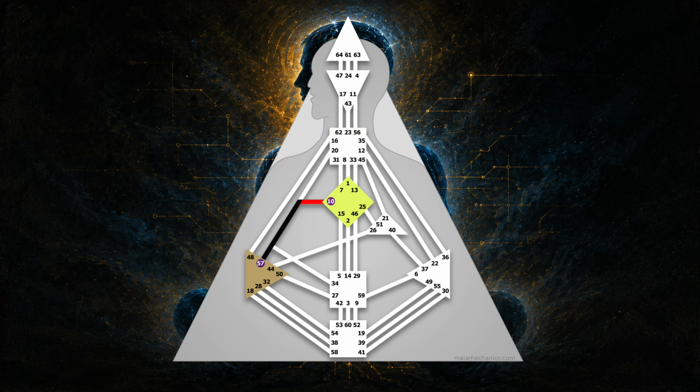The channel of perfected form links the G center to the spleen, identity guided by intuition, behavior shaped by instinct rather than by planning or emotion. This is the design of survival through intuitive perfection of one's form.